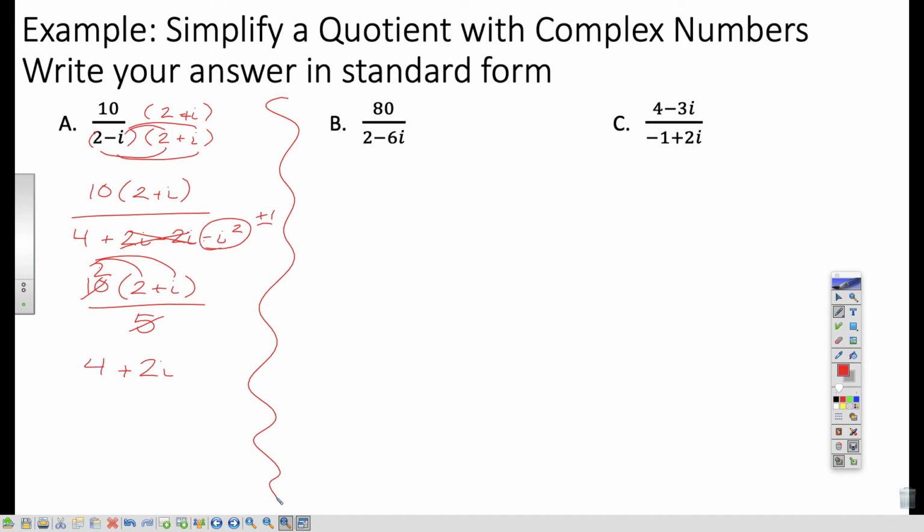So I have 80 over 2 minus 6i. I can't put that in standard form because why? I have an i in my denominator. I have an imaginary or a complex or whatever you want to call it number in the denominator, right? So I need to multiply by the conjugate, both denominator and numerator. And what is the conjugate? 2 plus 6i. So you finish the problem.